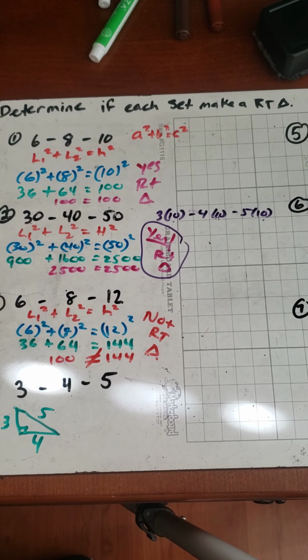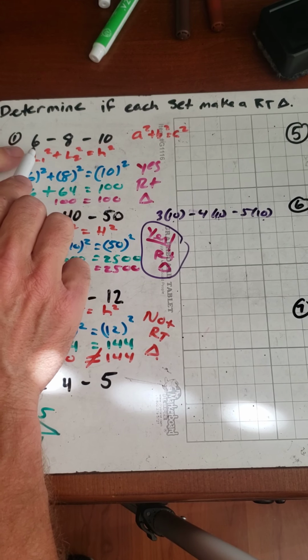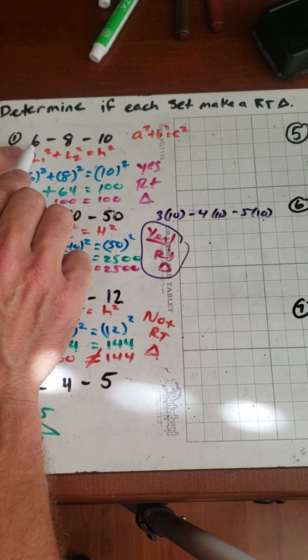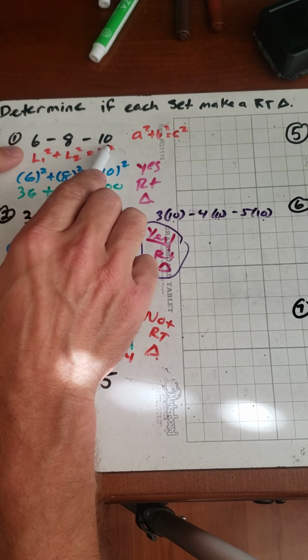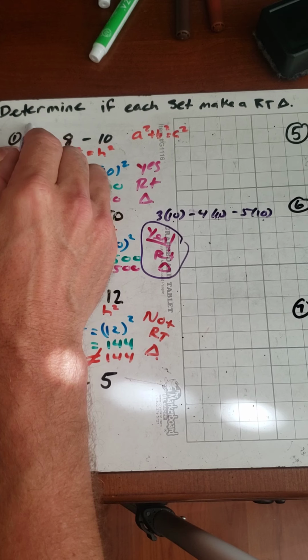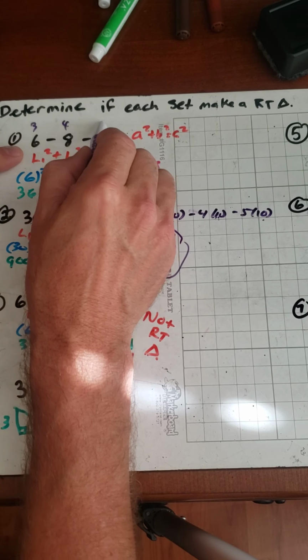Since this is a multiple of a 3, 4, 5, I knew already that this was going to be a right triangle. This one up here is doubled. Instead of being 3, it's 6. Instead of being 4, it's 8. Instead of being 5, it's 10. So this is still a 3, 4, 5.